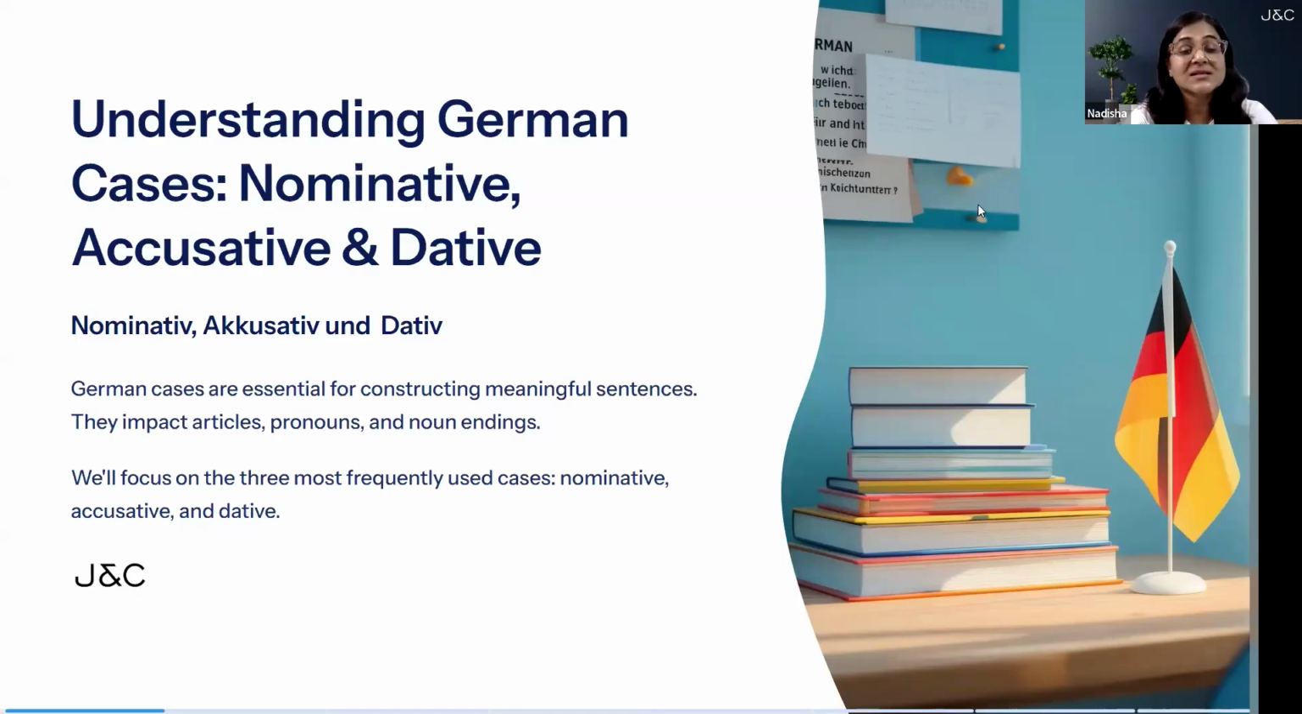By the end of this lesson, you will be able to form a solid foundation to build grammatically correct sentences in German and finally make sense of why der sometimes becomes den or dem. Let's get started with nominative, accusative, and dative and unlock the structure behind German sentences.